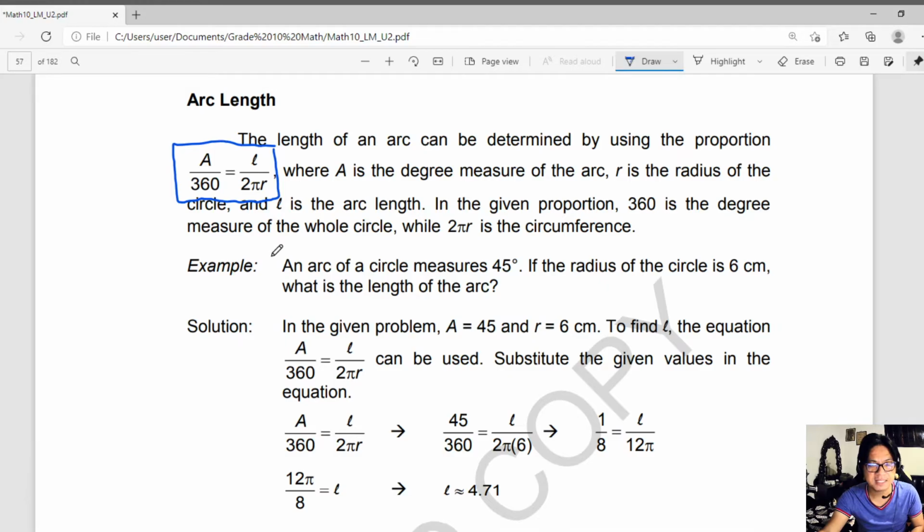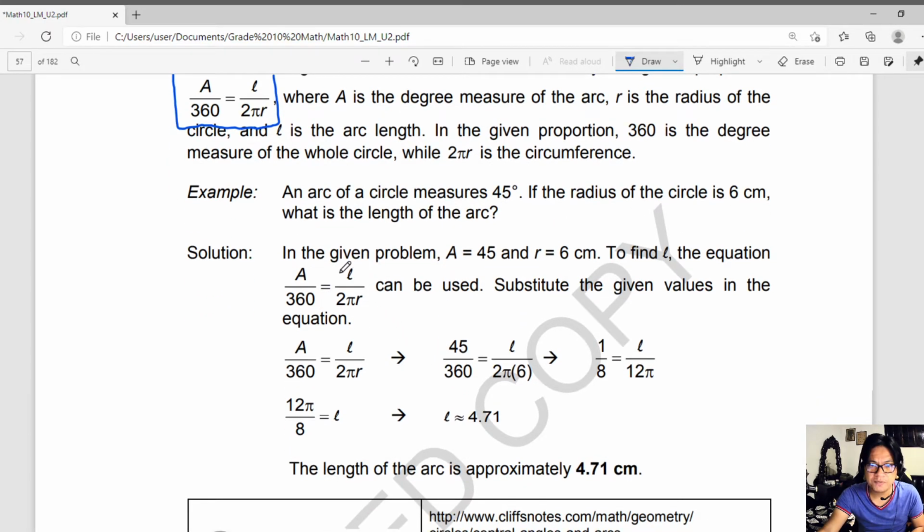So let's have an example here. An arc of a circle measures 45 degrees. If the radius of the circle is 6 cm, what is the arc length of the arc? So we're going to find the arc length. In the given problem, A is 45 and R is 6 cm. To find L, the equation A over 360 is equal to L over 2 pi r can be used.